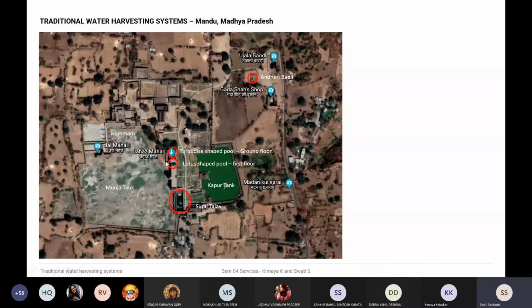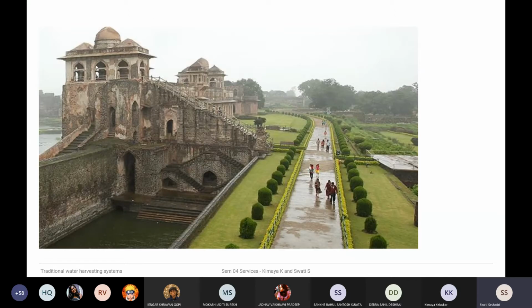The two pools that I was talking about are this lotus-shaped pool on the first floor, and then a turquoise pool on the ground floor. Both of them were added for the king to use in a summer situation.